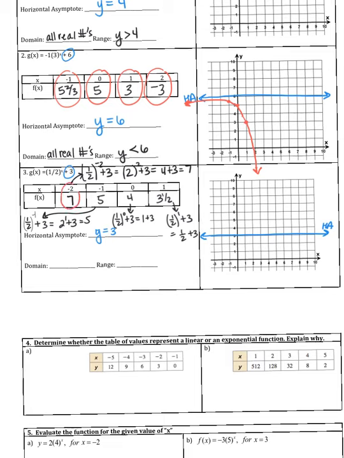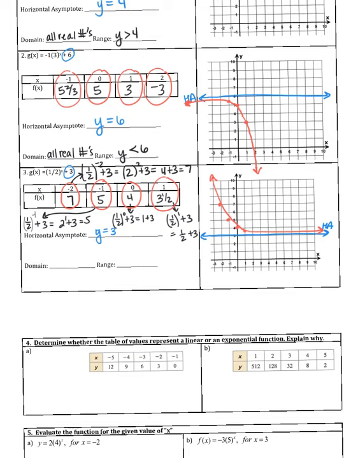Let's plot our ordered pairs. So we've got -2, 7, -1, 5, 0, 4, and 1, 3.5 up. So remember, with that horizontal asymptote, we are going to connect our dots in such a manner that they get very close to it, but they never cross.